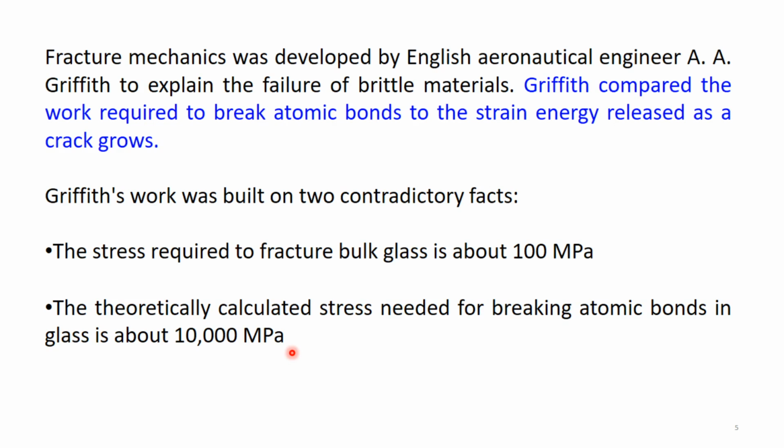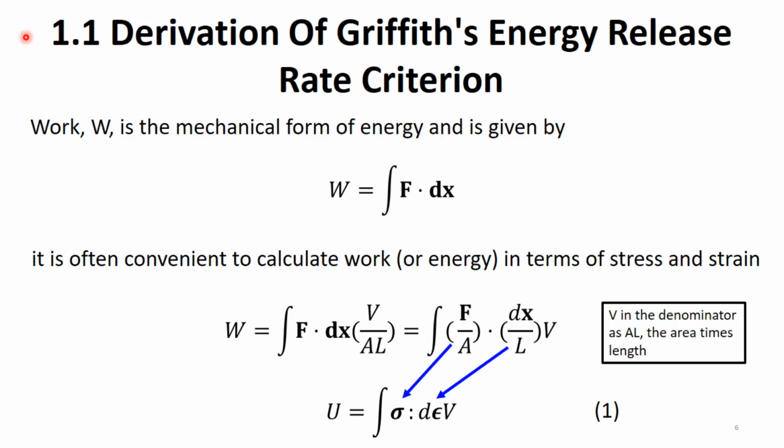Griffith proposed a theory and he tried to explain the difference between these two contradictory facts. Let us derive Griffith's energy release rate criterion.